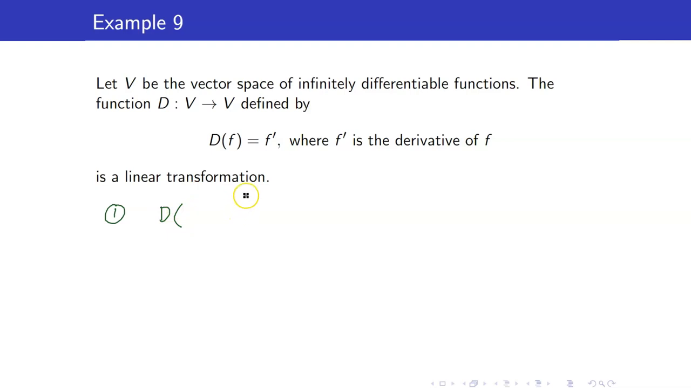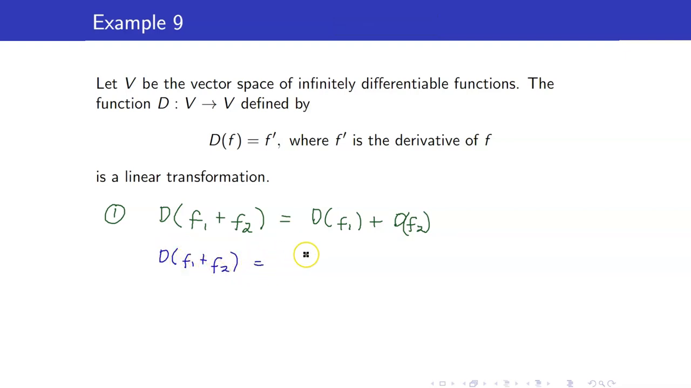So for the first property, what do we get? Two arbitrary elements in V. But for you to be an element in V, you have to be a function. So that's why I will let f1 and f2 be elements in my vector space V. I will check that D of f1 plus f2 is D of f1 plus D of f2. By definition, D of f1 plus f2 is the derivative of f1 plus f2, correct? That's the definition. But from our knowledge of calculus, the derivative can be distributed. That's f1 prime plus f2 prime. That's exactly your D of f1 plus D of f2.